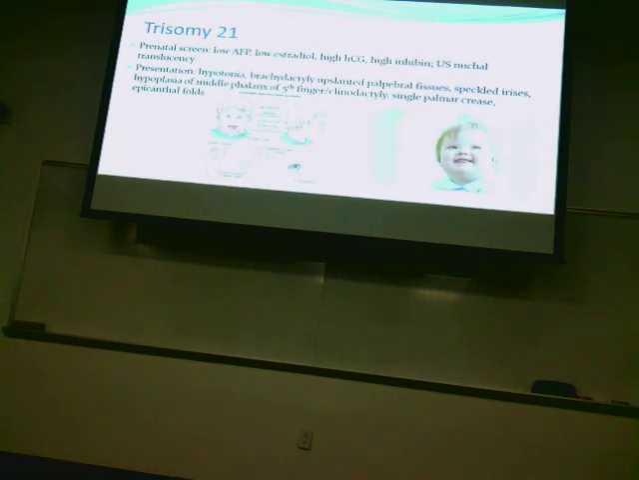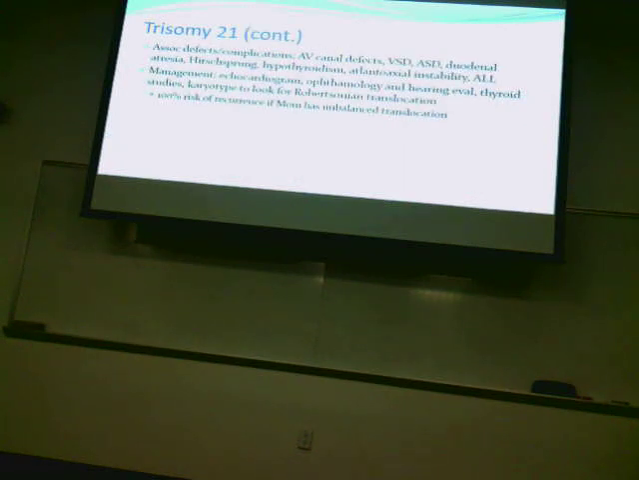So the presentation for this, we should all be pretty familiar with the appearance. We have the brachydactyly with upslanted palpebral fissures, hypotonia. They have speckled irises. There's hypoplasia of the middle phalanx of the fifth finger, or clinodactyly. And they have that single palmar crease and the epicanthal folds around their eyes.